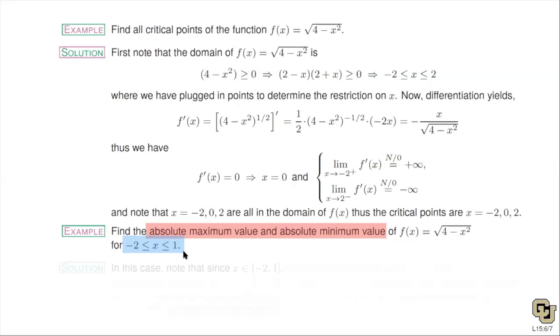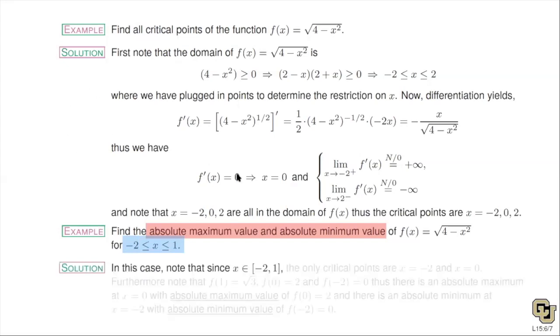So let me remind you, I want to check the value of the function at the critical points and at the endpoints. Here, because the domain is -2 to 1, the only critical points are -2 and 0. Those are the only 2 critical points that are in our domain. So 2 clearly is not in the domain, so we do not include it as a critical point for this example, where the domain is -2 to 1.